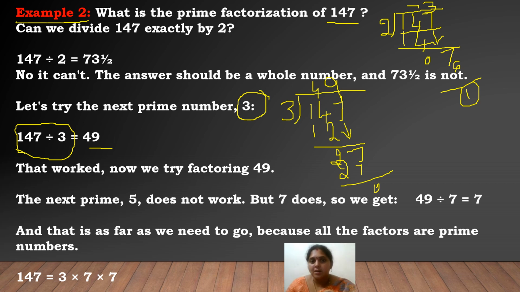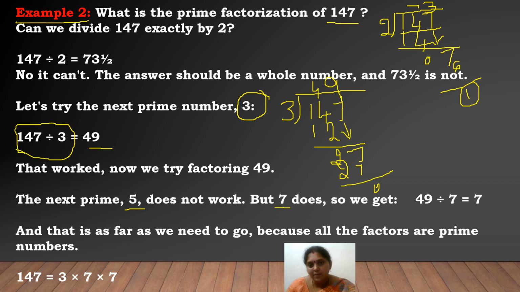Now, we try factorizing 49. The next prime number is 5. So, 3 we can't divide 49. So, we will be seeing about 5. 5 also we can't do. Now we are going to check with the 7. Our next prime number is 7.